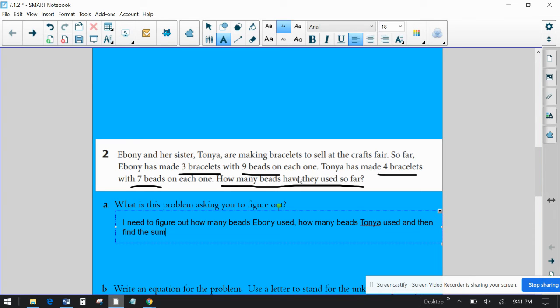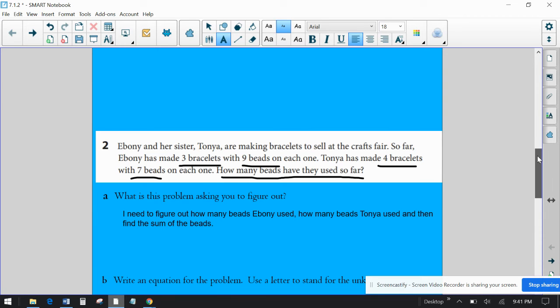And the sum is a fancy way of saying add them up. So then find the sum. Let's see if this makes sense. I like to reread after I type something. I need to figure out how many beads Ebony used, how many beads Tanya used, and then find the sum of the beads. Now it makes more sense. Sum of the beads. Okay.